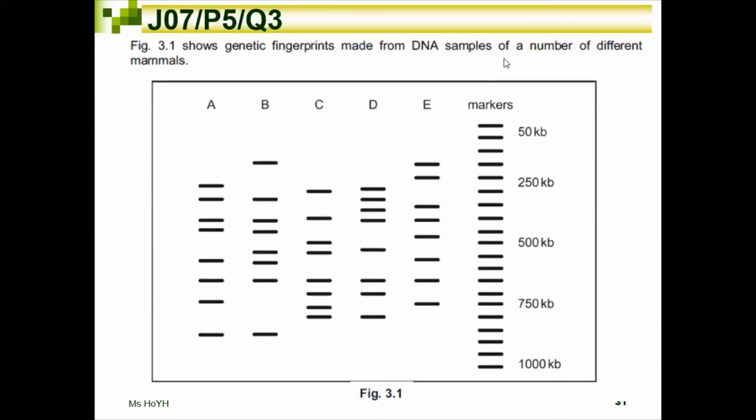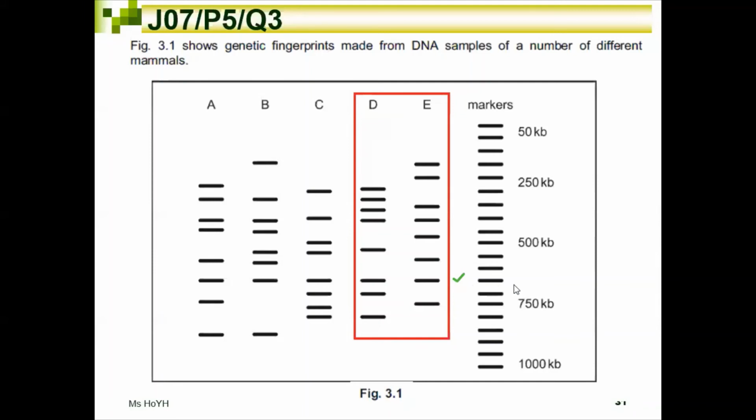Between D and E, how many number of similar banding pattern? Only one, isn't it? Can you see? Between D and E, there's only one. So D and E are not so closely related to one another because they only got one band that has a similar location.